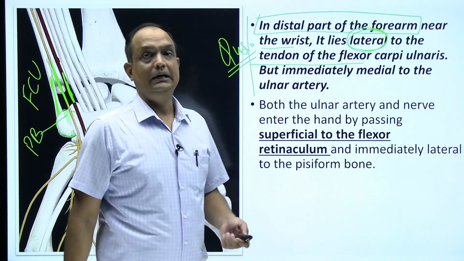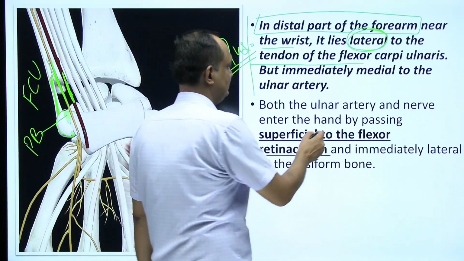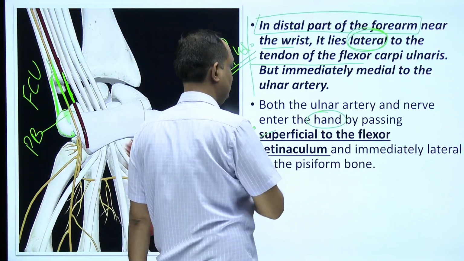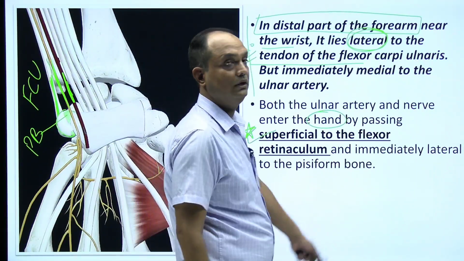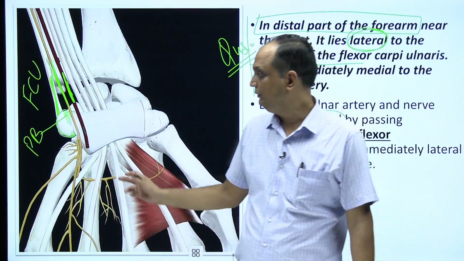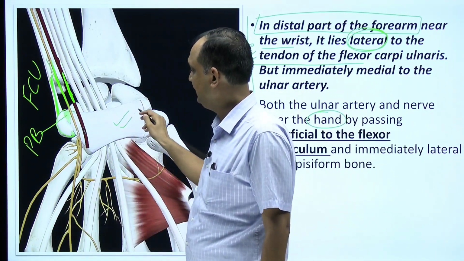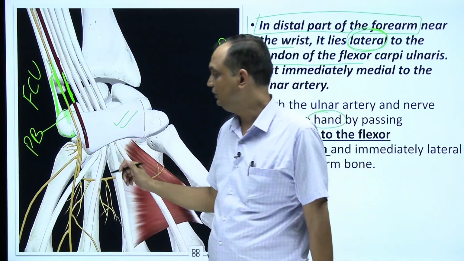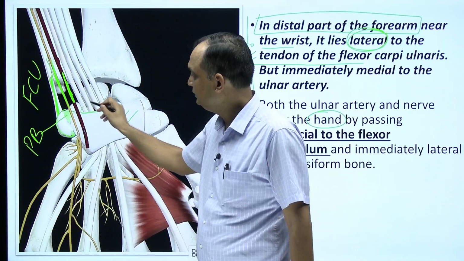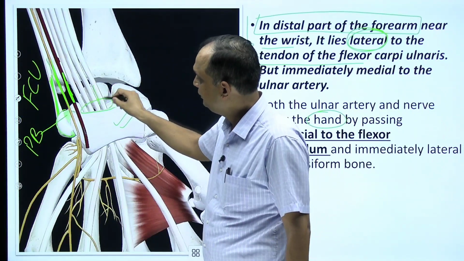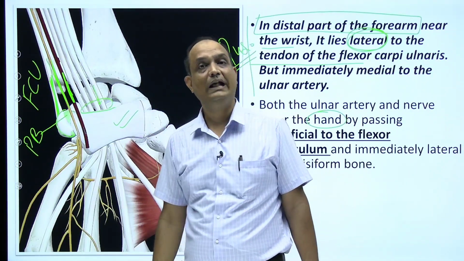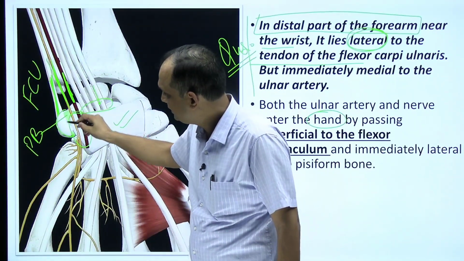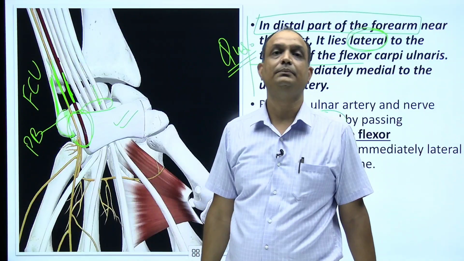Both the ulnar artery and the ulnar nerve enter the hand by passing superficial to the flexor retinaculum, immediately lateral to the pisiform bone. So here you can see that this white band is your flexor retinaculum, and below the retinaculum you have the carpal tunnel. Through this tunnel the median nerve enters along with the long flexor tendons. But here you can see these structures are superficial to this white band.